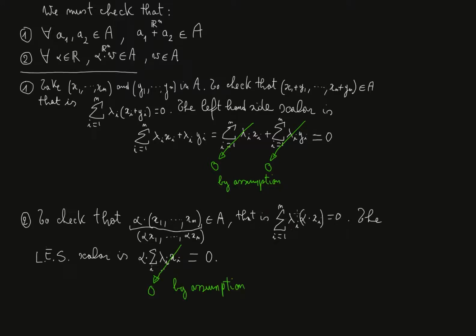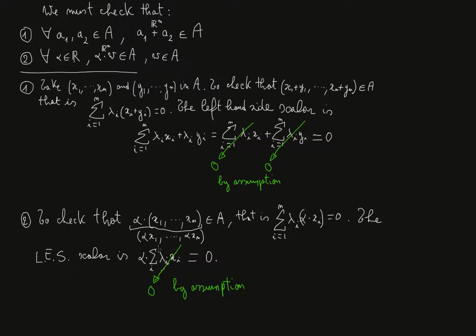So the left-hand side of this equation, this summation, can be rewritten in the following way. We delete the parentheses, which amounts to the associative property. And then we commute alpha with lambda i, and we collect alpha outside the summation using the distributive property. Therefore, the left-hand side of this equation equals alpha times the sum of lambda i's times xi's.